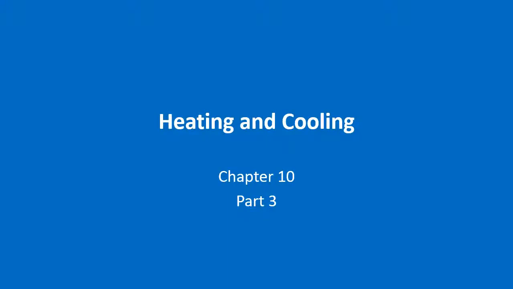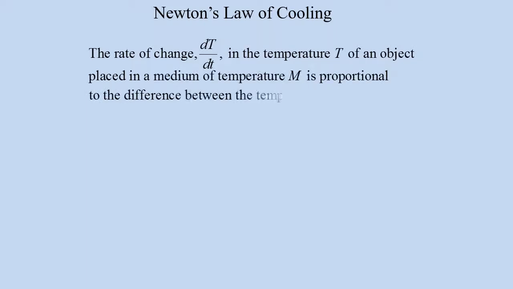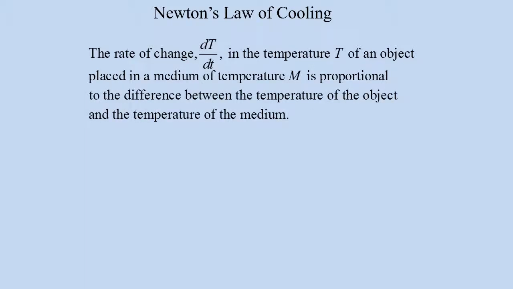Heating and cooling problems are based on Newton's law of cooling, which says the rate of change in temperature. Let me point out that capital T is temperature, lowercase t is time. The rate of change of temperature in an object is proportional to the difference in the object's temperature and the temperature of the surroundings, which I'm using M for the medium or surroundings. So this is what we know our differential equation would look like.